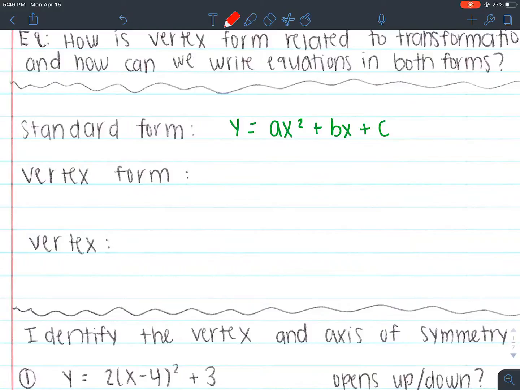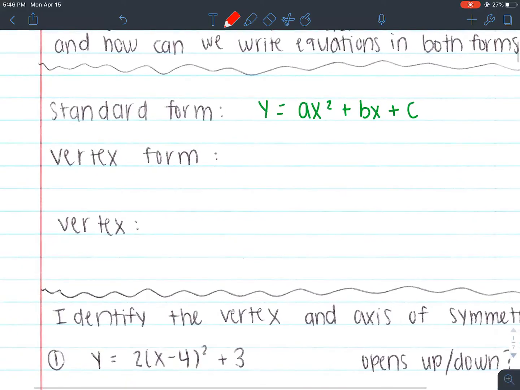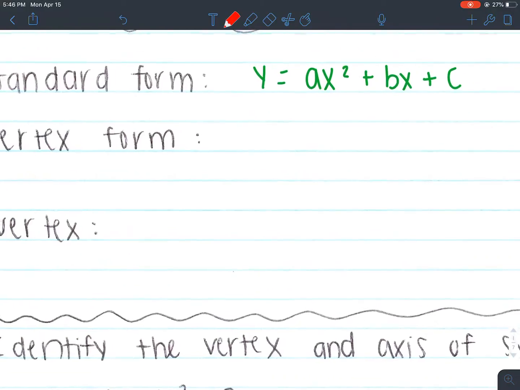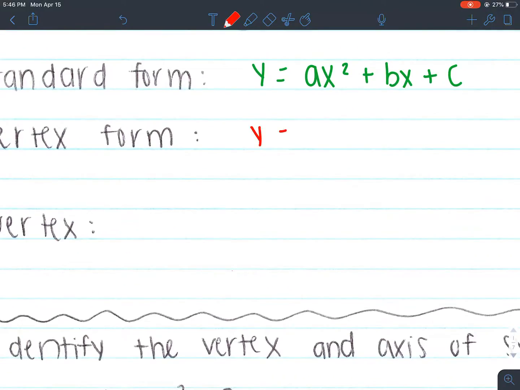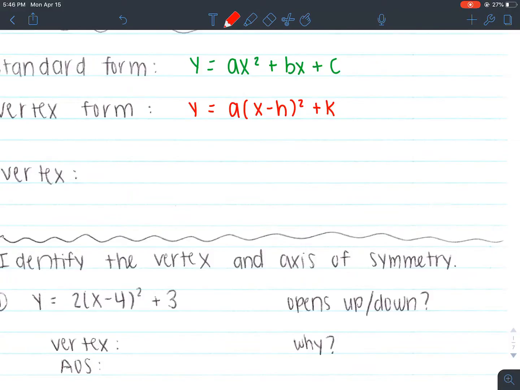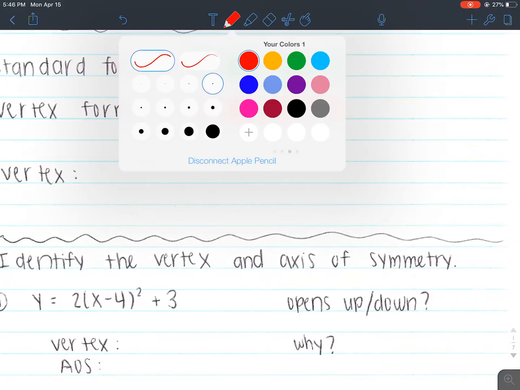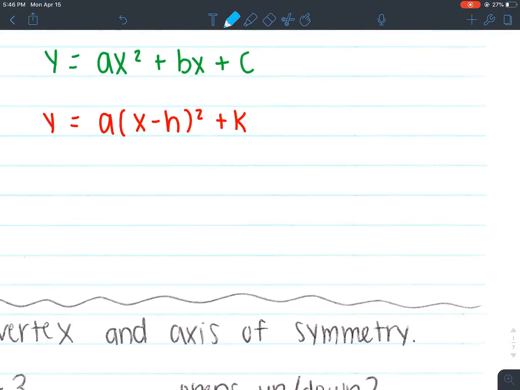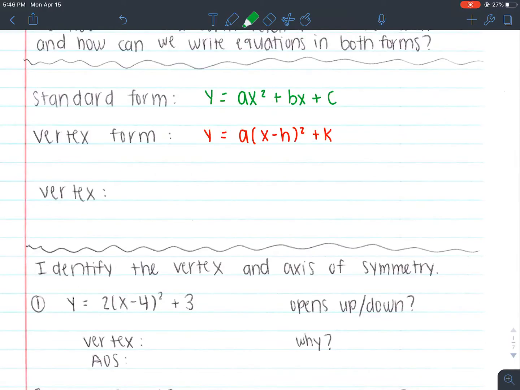Just like how when we had linear functions, standard form, ax plus by equals c, wasn't really useful to us, but point slope and slope intercept were more useful to us. So vertex form is something new. This is y equals a, and then in parentheses, x minus h, squared, plus k. Now I know that looks scary, but I think ax squared plus bx plus c looked scary the first time you saw it too. So I promise it's not as scary as you think it is.